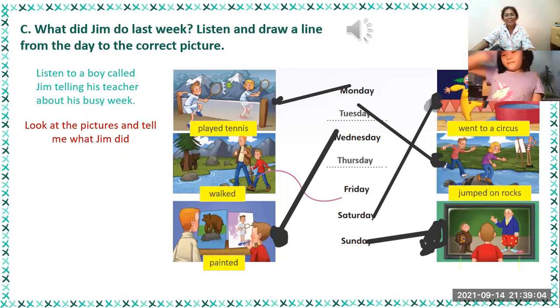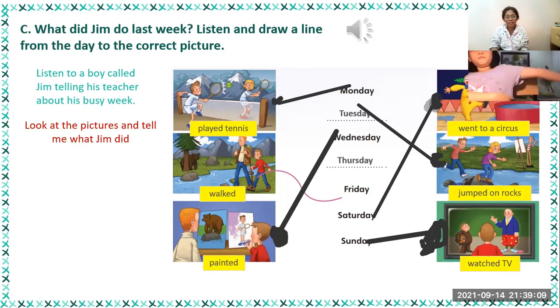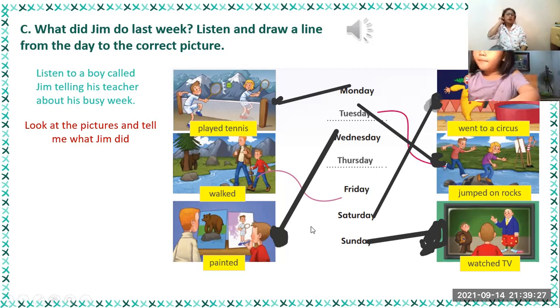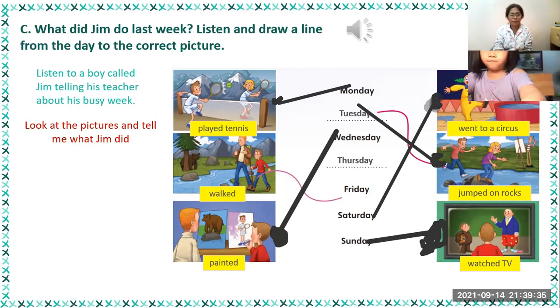Okay. Look at that. So what do you think Jim is doing? Played tennis? Walked? Painted? Went to the circus? Jumped on the rocks? Watched TV? Yeah. This is it. Okay, I will ask a question. What did Jim do on Monday?